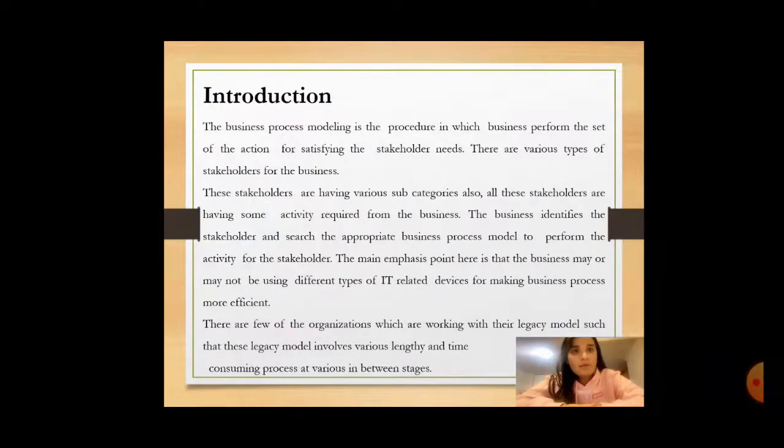The main emphasis is that a business may or may not be using different types of IT related devices for making business processes more efficient. So there are a few organizations which are working with the legacy model, such that these legacy models involve various lengthy and time consuming processes at various in-between stages.